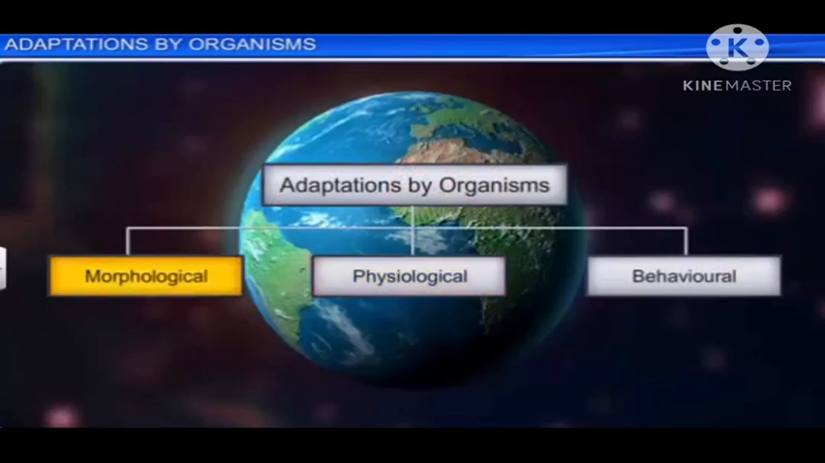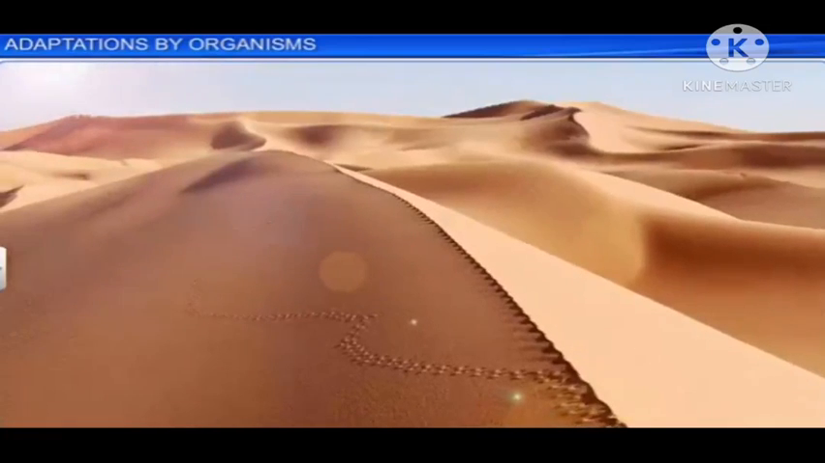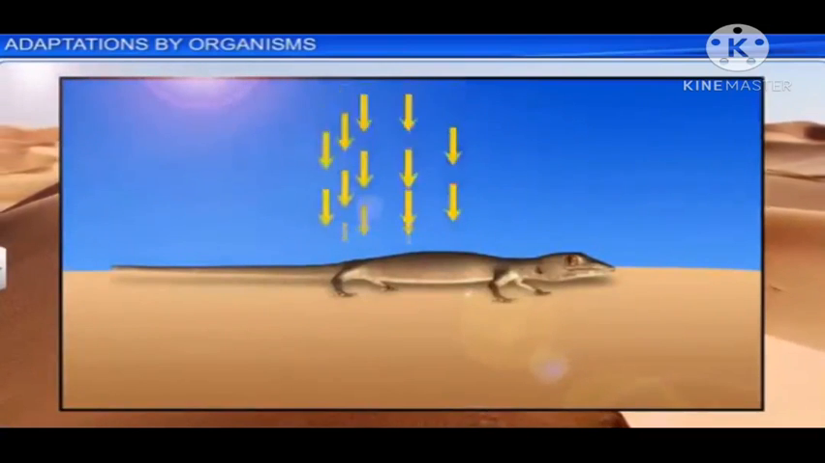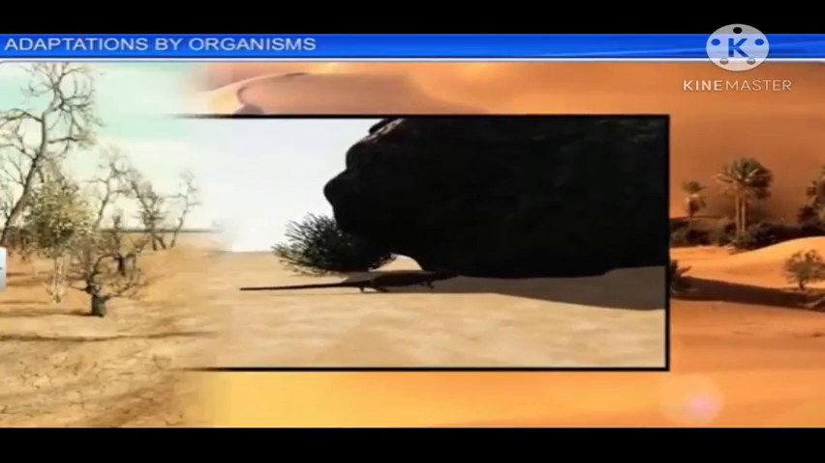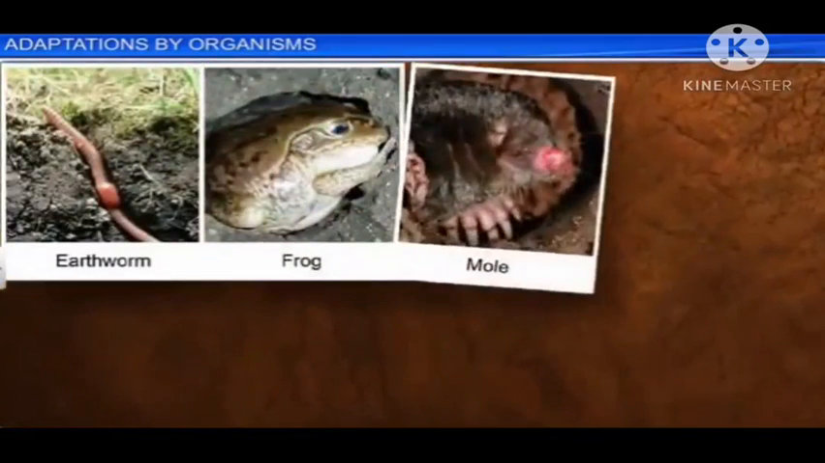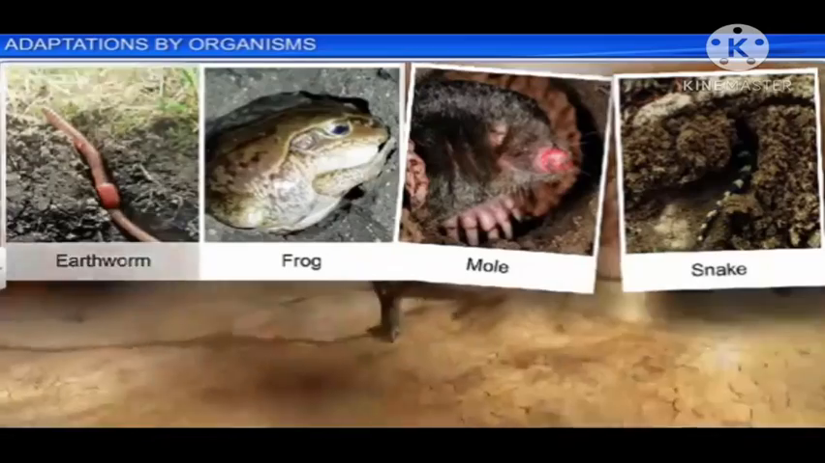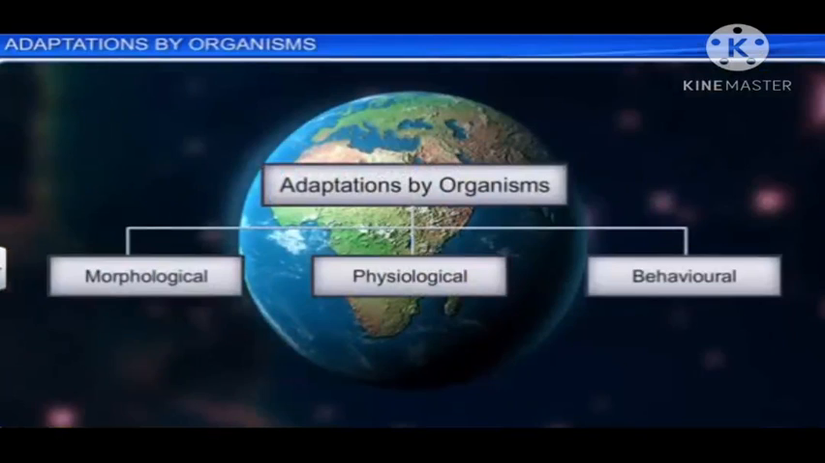Apart from physiological and morphological adaptations, some organisms also show behavioral adaptations to cope with their changing environment. For example, the desert lizard manages to keep its body temperature fairly constant by absorbing heat while lying in the sun when its body temperature is below normal. But when the ambient temperature is high, it moves into the shade. Likewise, some organisms such as earthworms, frogs, moles, and snakes burrow into the soil to escape the above-ground heat. Therefore, these animals are rarely seen on the ground in scorching summers. In this way, to adapt to unfavorable conditions, organisms have undergone morphological, physiological, and behavioral changes.